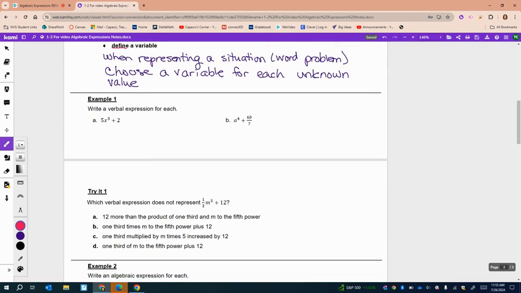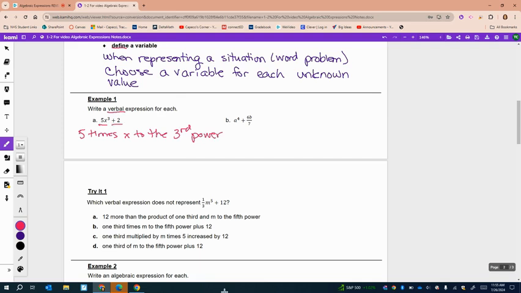Okay, so let's get started. We are going to write a verbal expression. Now, verbal means words, right? Verbal. So there's a couple ways we can do these. So we have 5 times x to the third. So I can say 5 times x to the third power.